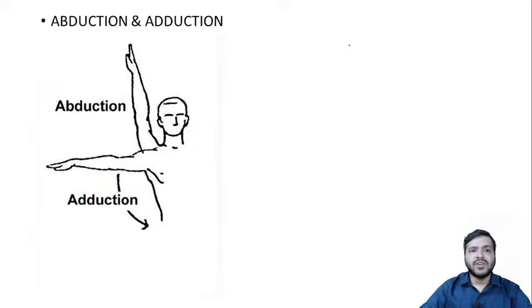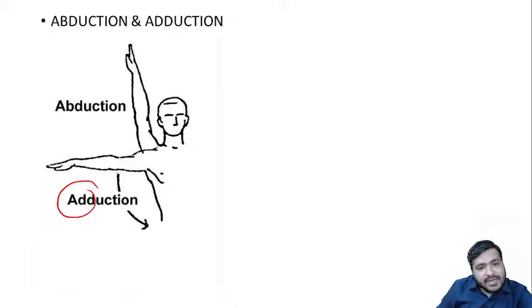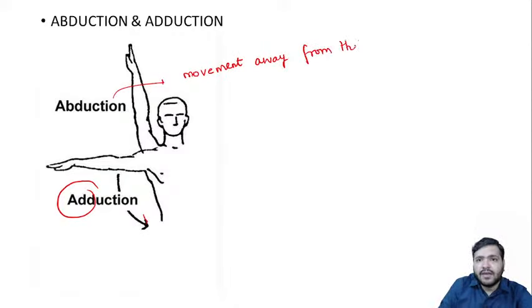Apart from that, guys, moving on to the next one, that is abduction and adduction. Okay, so adduction का मतलब क्या होता है? Adduction is basically the addition of a particular limb towards the body. Remember, first we'll talk about abduction. Abduction is basically a movement away from the midline.